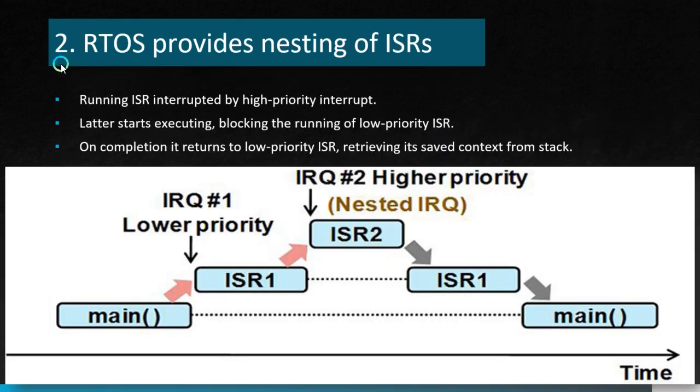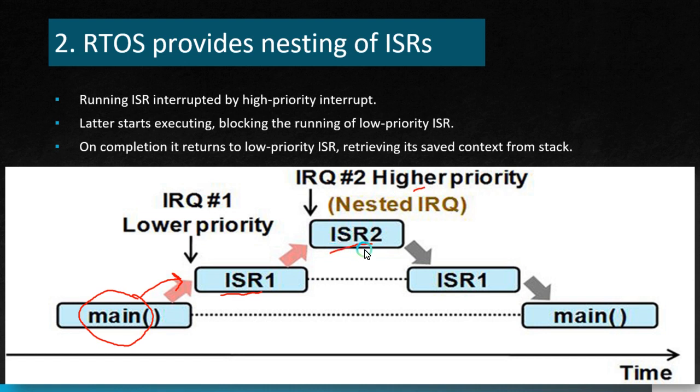The second design principle is that RTOS provides nesting of ISRs. This means that a running ISR can be interrupted by a higher priority interrupt. For example, in this slide we can see a main function and the control moves to an interrupt service routine named ISR1, which is of low priority. Then comes another interrupt service routine named ISR2, which is of higher priority.